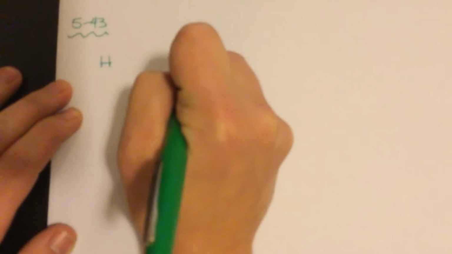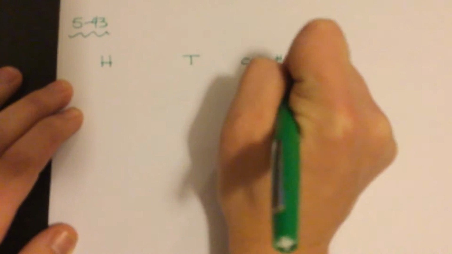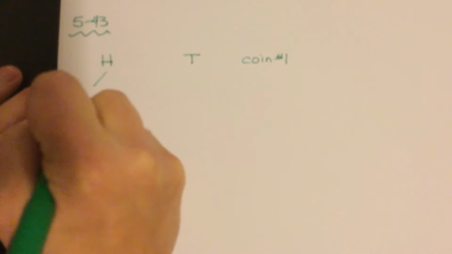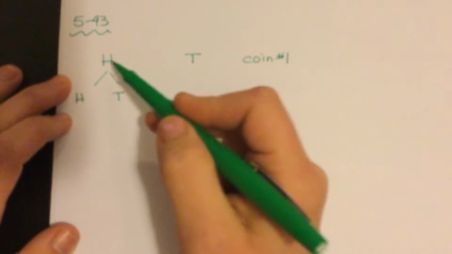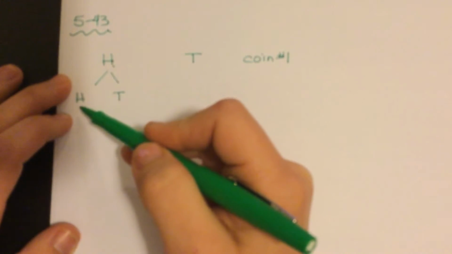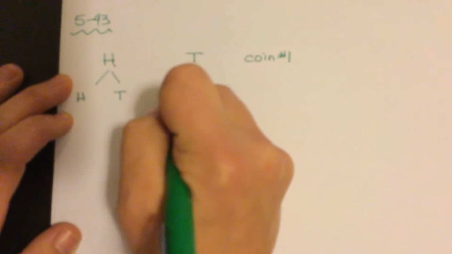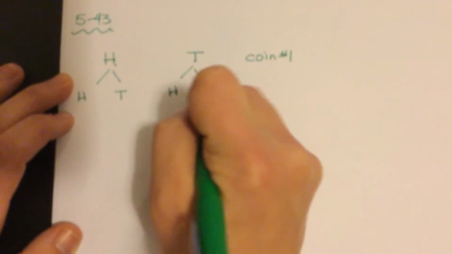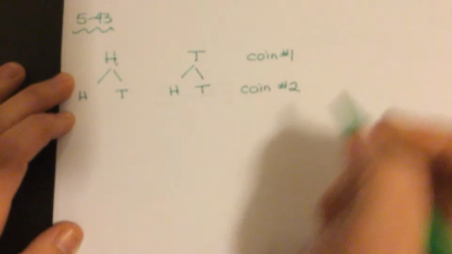So on my first coin, I can get a heads or I can get tails. This would be for coin one, the first coin. And then on my second coin, I could get a heads or a tails. Doesn't matter what I flipped on the first coin, it doesn't affect the answer for the second coin. And I could get a tails and then a heads on the second coin, or a tails on the first coin and a tails on the second coin. So the second row would be coin number 2.